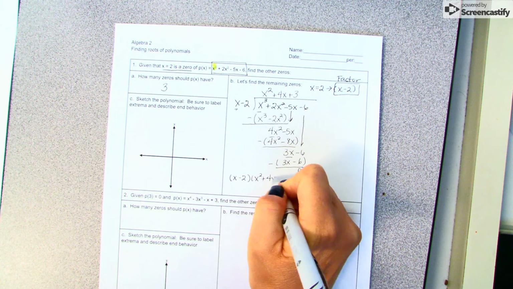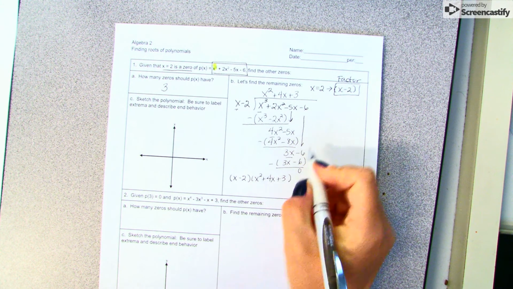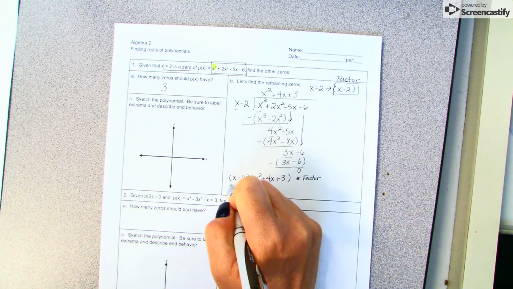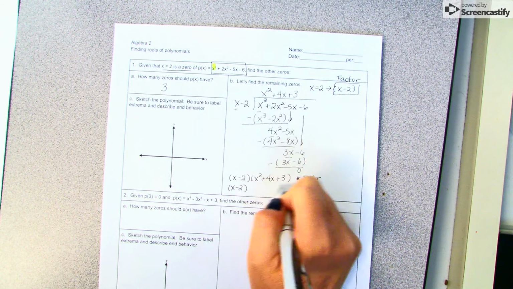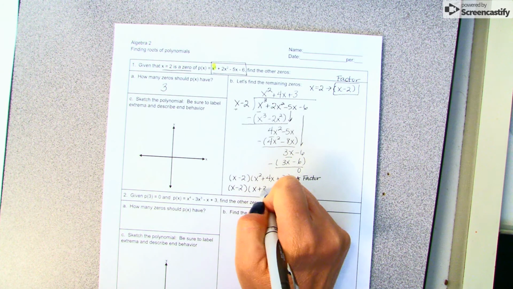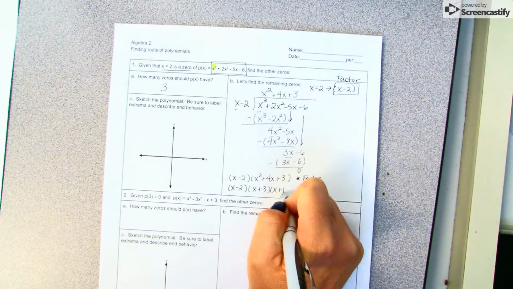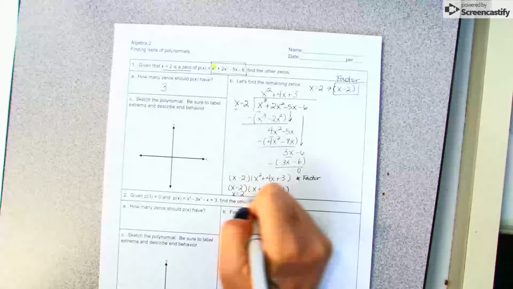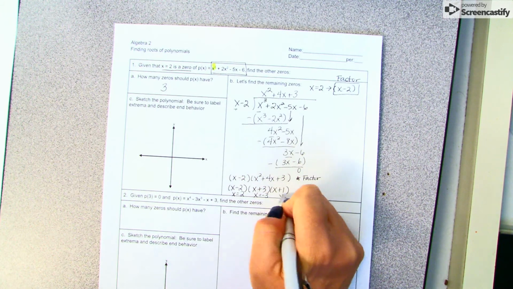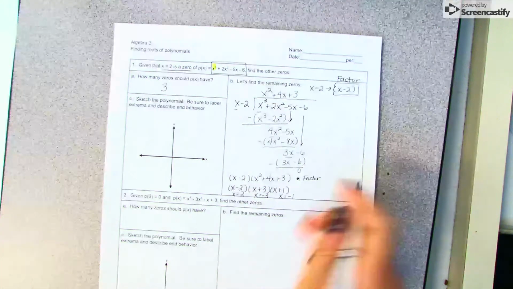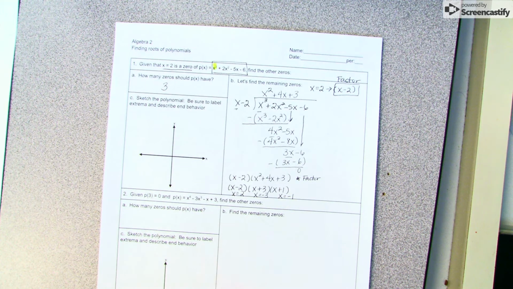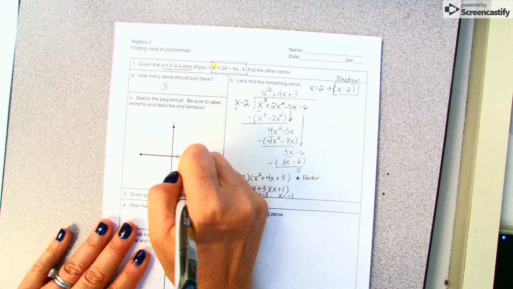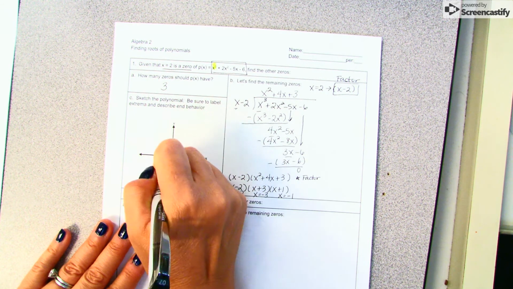And then what you want to do is try to factor even more. So if you do that, this guy right here using the diamond, you get x plus 3 and x plus 1. Awesome, because now we know what all the zeros are. We have x equals 2, x equals negative 3, and x equals negative 1. So we're going to graph these and try to figure out what the behavior is in between all of the zeros. So we have a 0 at 2, a 0 at negative 3, and a 0 at negative 1.